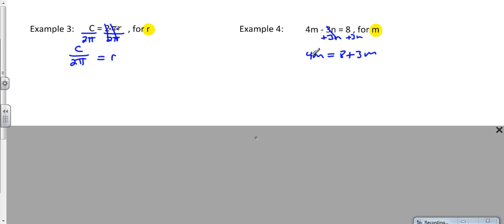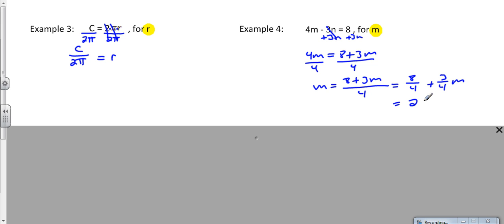Now we go to the relationship of 4 and m, which is multiplication. So we would divide both sides by 4. Now pay close attention to the fact that I put all of the right side over 4. So we can write it as 8 plus 3m all over 4. Or we could actually split them up and say 8 over 4 plus 3 over 4 m. 8 over 4 is 2. And then the second part we can just leave. Oops, sorry. And that is considered finished.